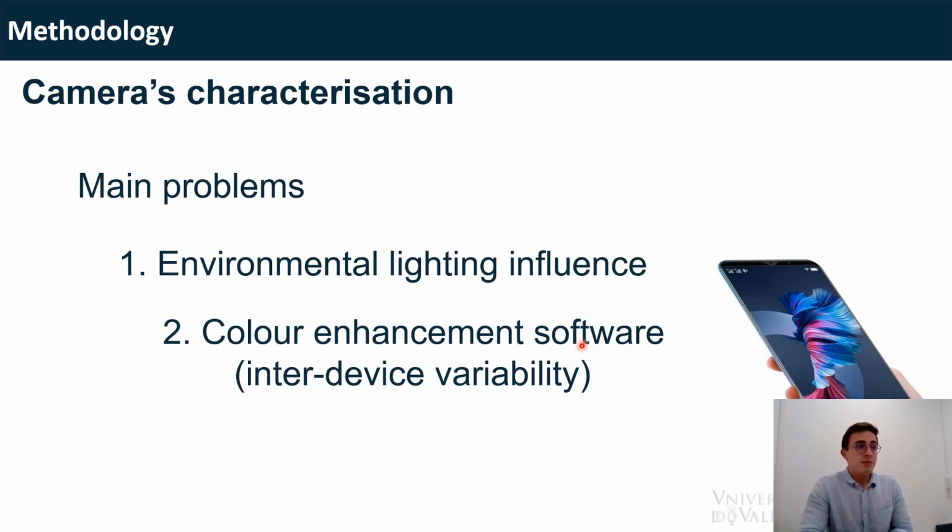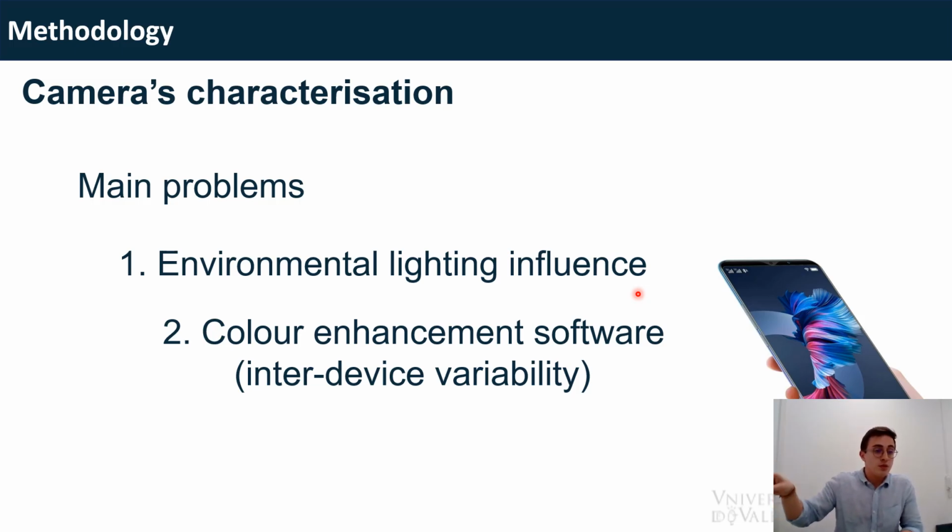As I was saying, we are aiming to use the smartphone as an analytical device, but these are not originally built so that they are analytical devices. Then the most concerning problems that we have to address are, first of all, the environmental lighting influence. That is, the camera is actually recording the color of whatever it is looking at, but that measurement is really influenced by the lighting environment that we have. So if there are changes in that lighting environment, we will have differences in the final color coordinates.